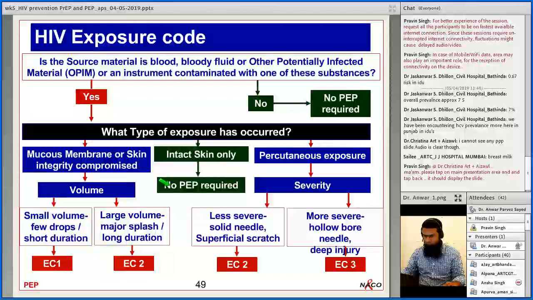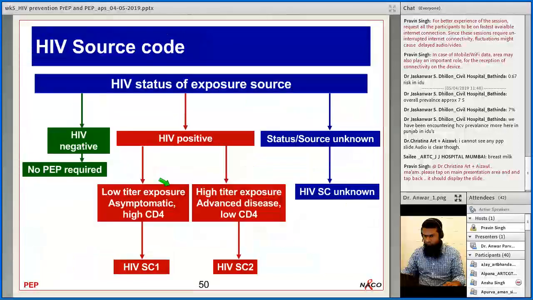If it is intact skin only, meaning there is contact with the blood but the skin is intact, with no bruises, abrasions or anything, then PEP is not required. And if it is percutaneous exposure, based on the severity, we will code that as exposure code 2 or 3. So two codes are decided, exposure code and source code. We just saw the exposure code.